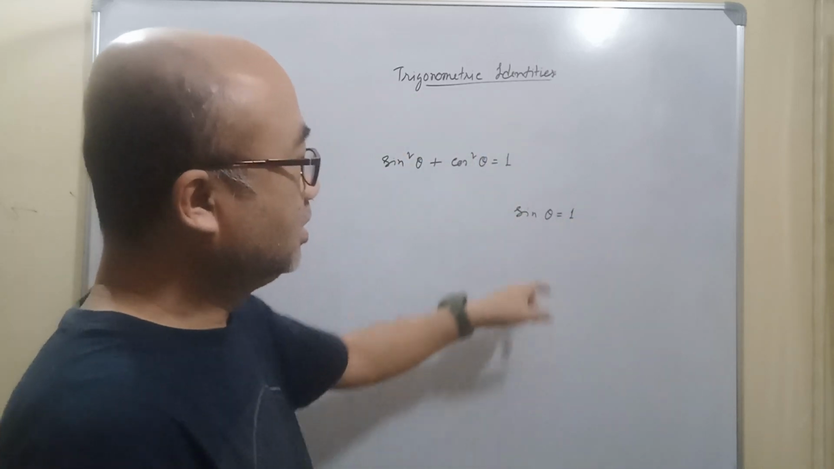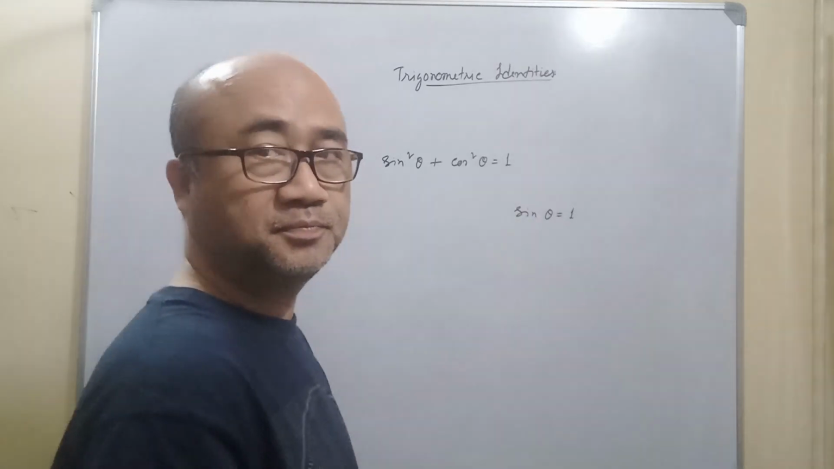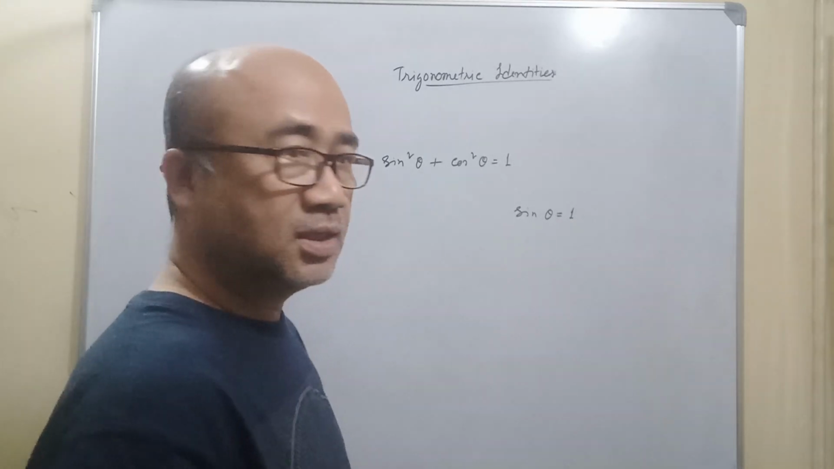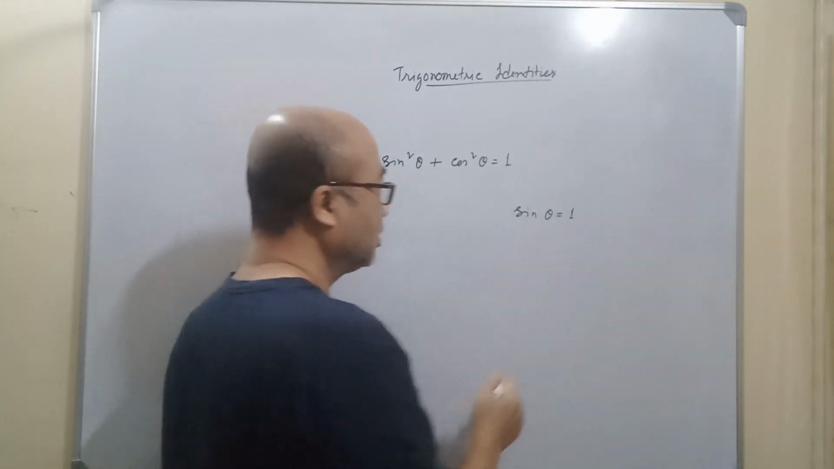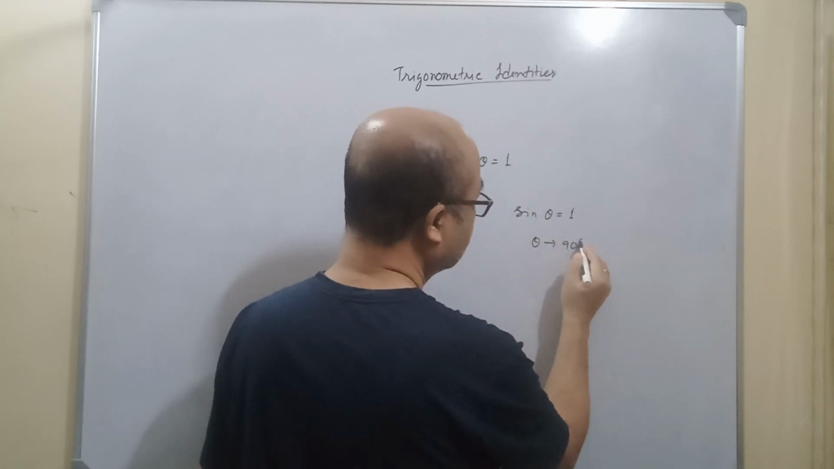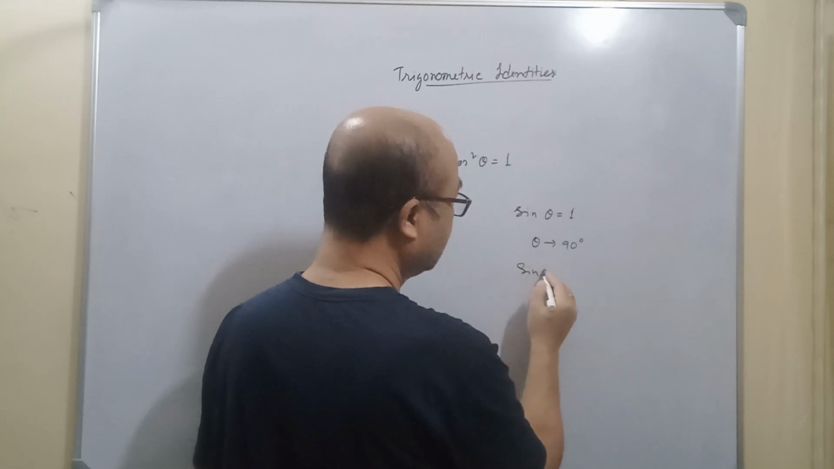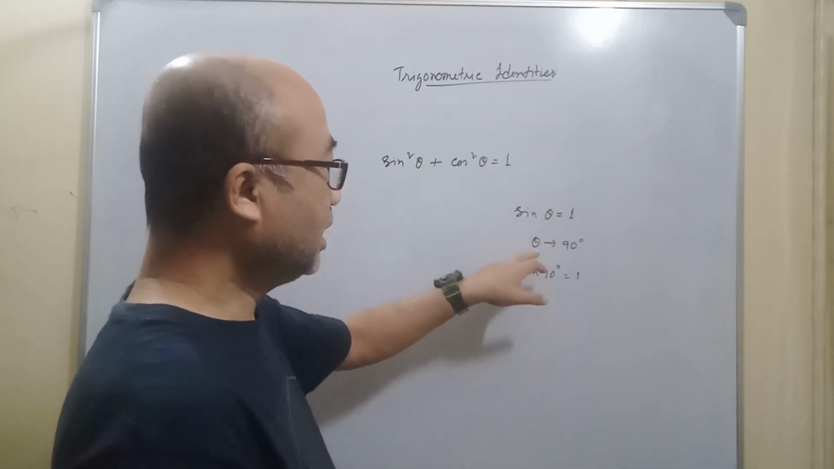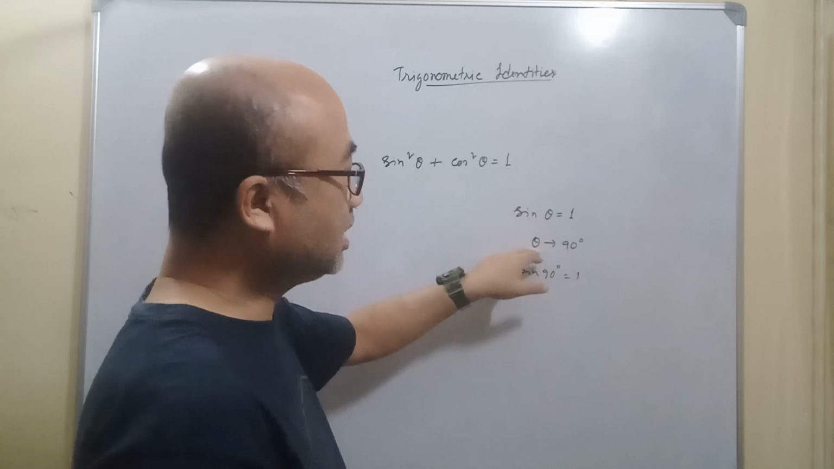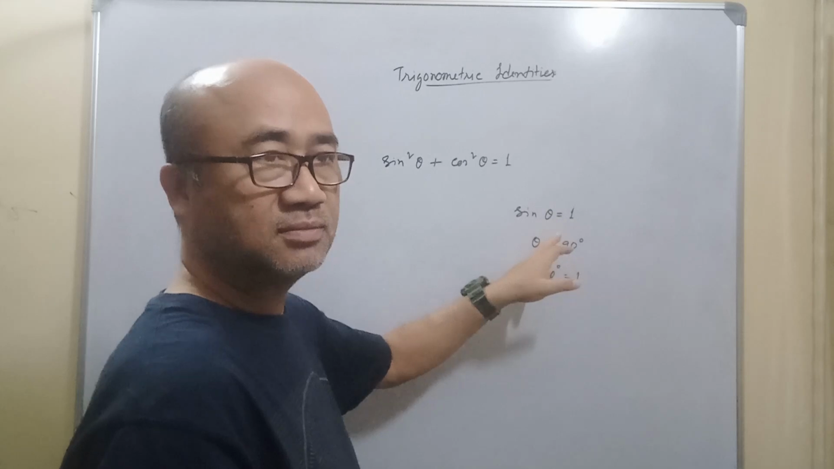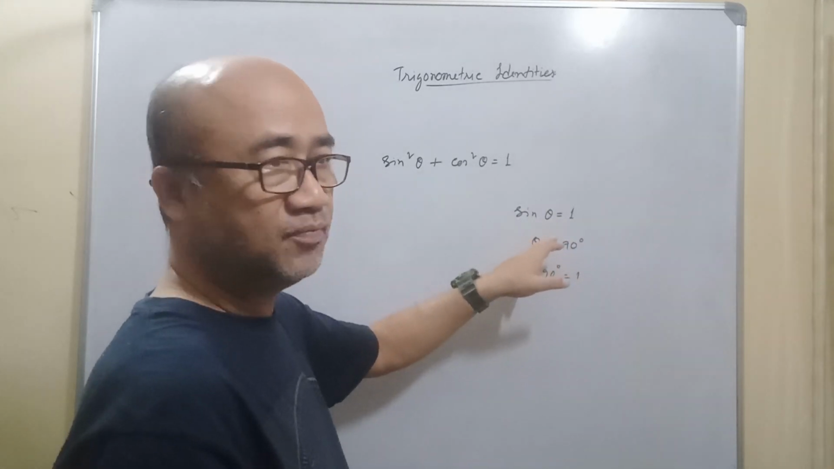Now let us see. This is an equation, a trigonometric equation, sin theta equal to 1. This is true only when theta is 90 degrees. Sin 90 is 1, right? So for any specific value of theta, only then this equation is true. This is an equation. This is not an identity.